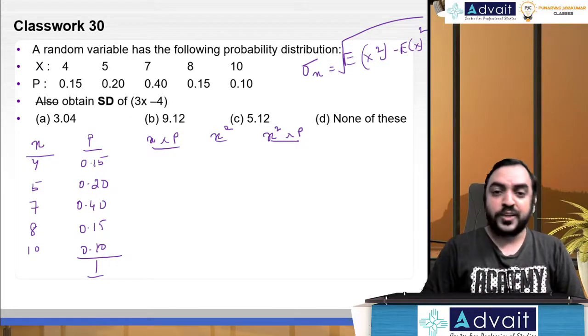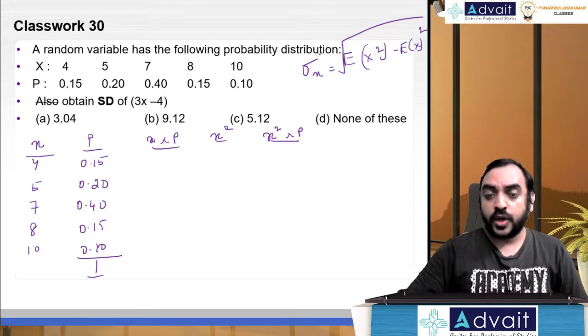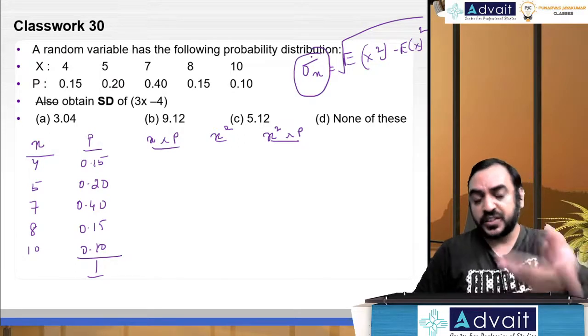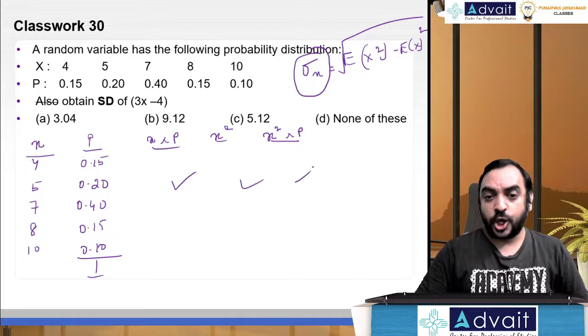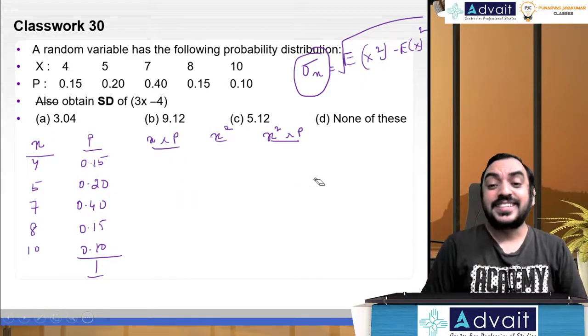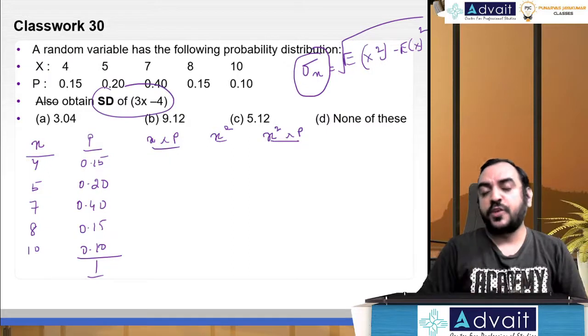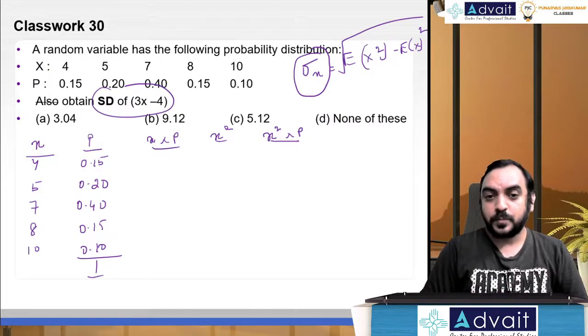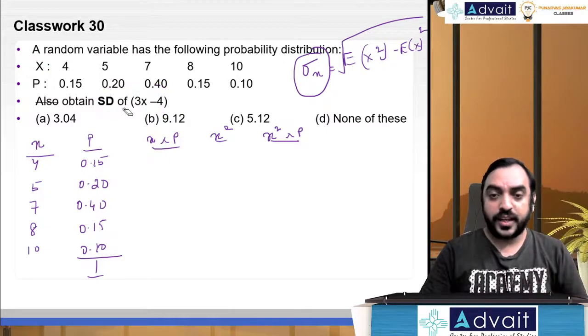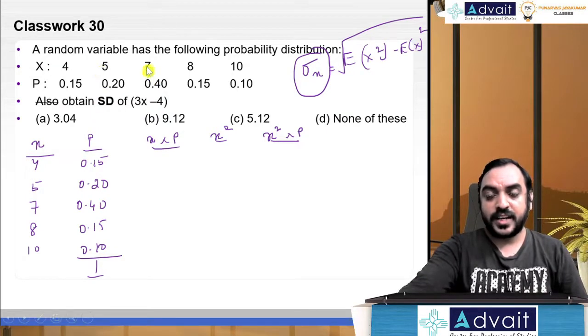Anyway, whichever method you follow, can you tell me what is the standard deviation of x? Please try to fill up these three columns and use this formula, and tell me what is the standard deviation of x. Once you find the standard deviation of x, then we'll find the standard deviation of 3x minus 4. That we'll do later. First, please calculate the standard deviation of x.